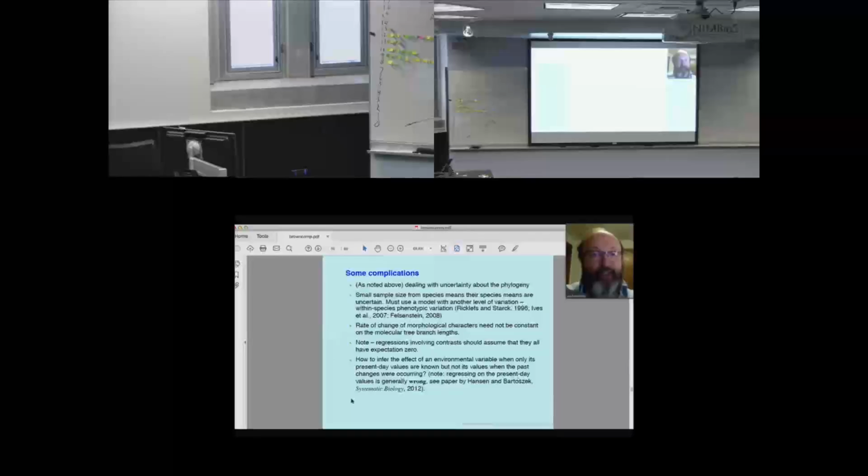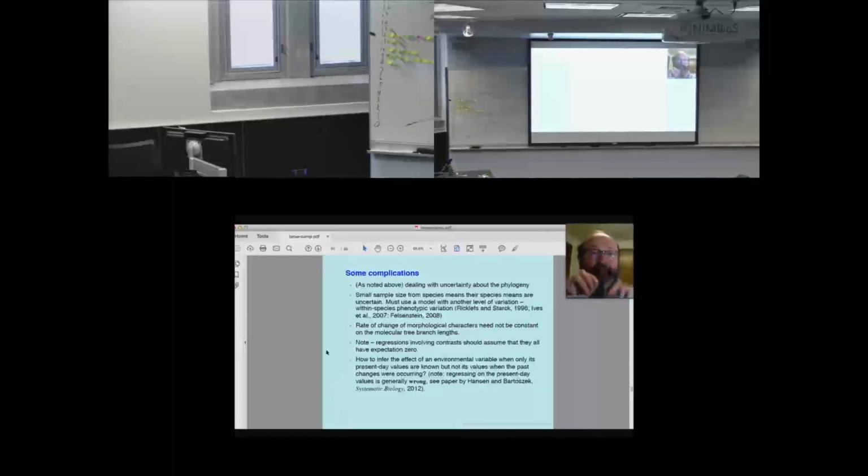Let's see, what else? Oh yeah. Here now we come up with a big hairy issue, and it involves also the point that was raised earlier about regressing phenotypic values on environmental variables. And I have a major worry on this. And it's not only me. Hansen and Bartoszek in a paper in 2012 raised the same issue. And I think it's one that everyone, when you have a research program of relating phenotypes to environmental variables, has to worry about.